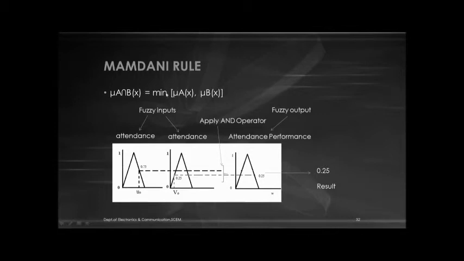Here I'm using Mamdani's rule. In this rule, this is my equation, and here I'm taking two attendance values. The first one is 0.75 and the second one is 0.25. These two attendance values are my fuzzy inputs. Then in Mamdani's rule, we check which is the minimum. Here you can see 0.25 is the minimum, so it will cut the attendance performance at 0.25. Then this is one result.